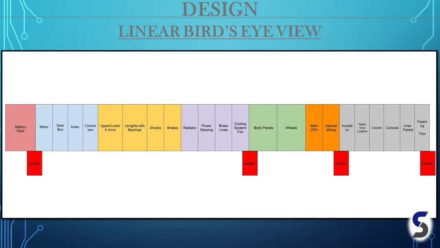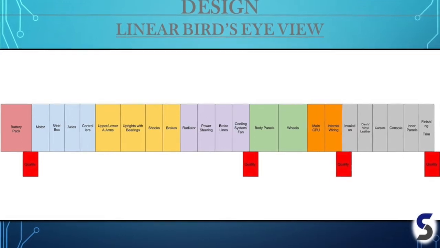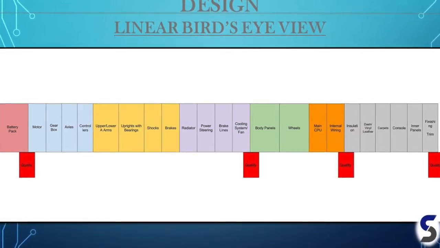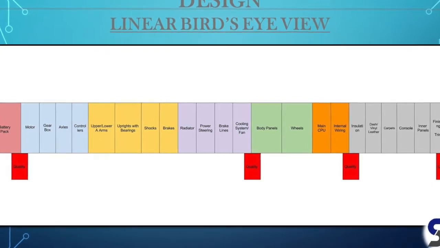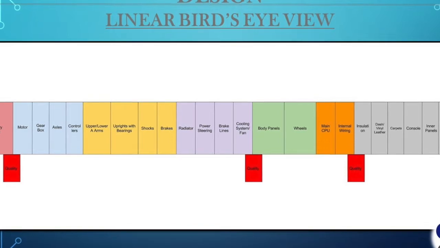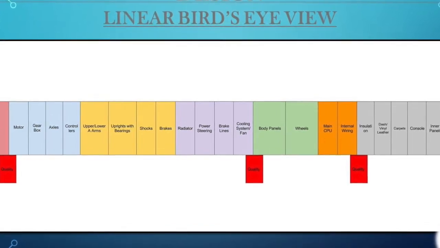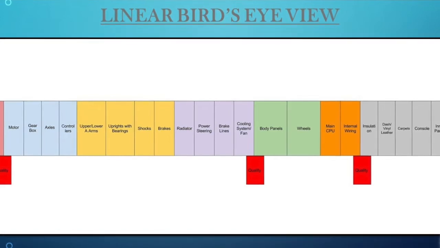This is just a bird's eye view of a linear layout of the assembly process of the electric vehicle. It's just an easy way to give our client a visual aid to help him see what happens along the assembly process and then show the relationships between the departments. It also incorporates a couple quality checks that were discussed with the client as well.